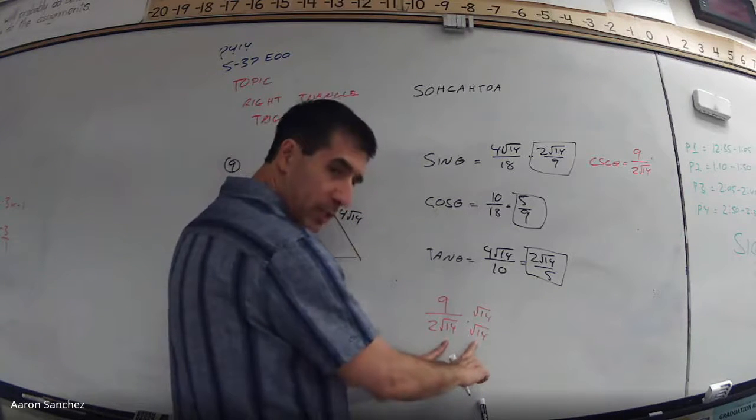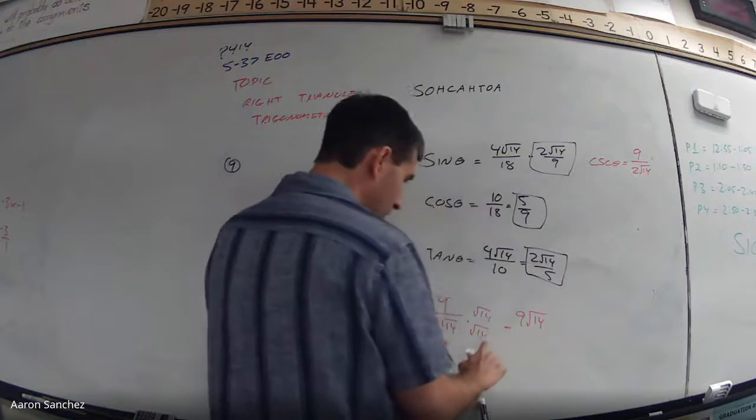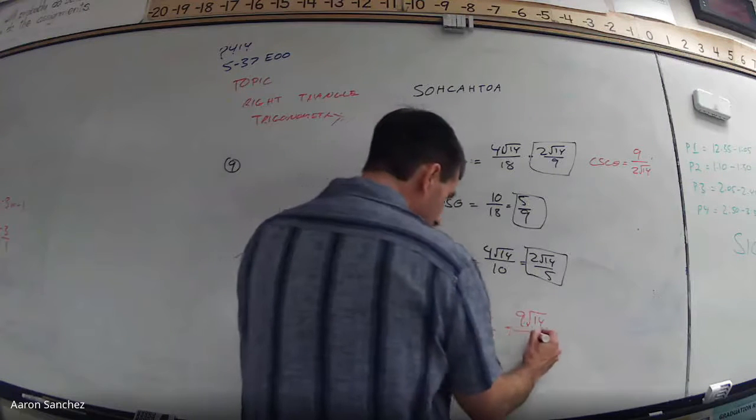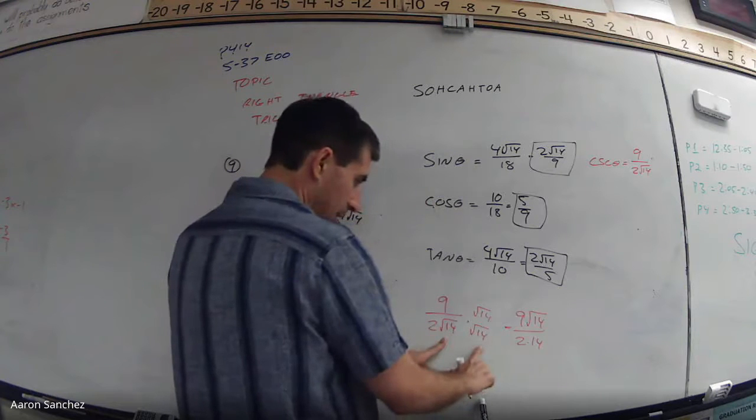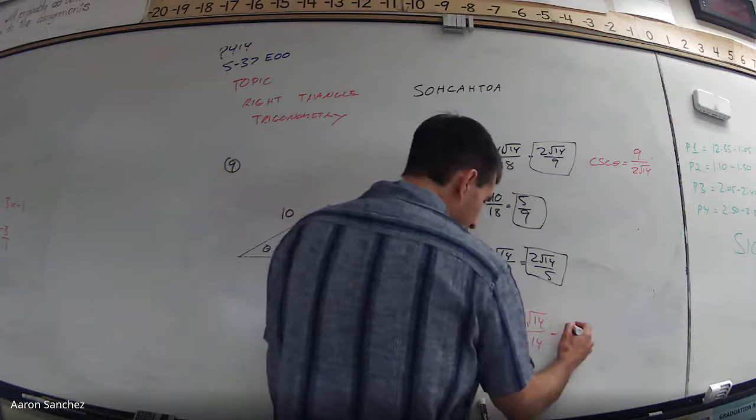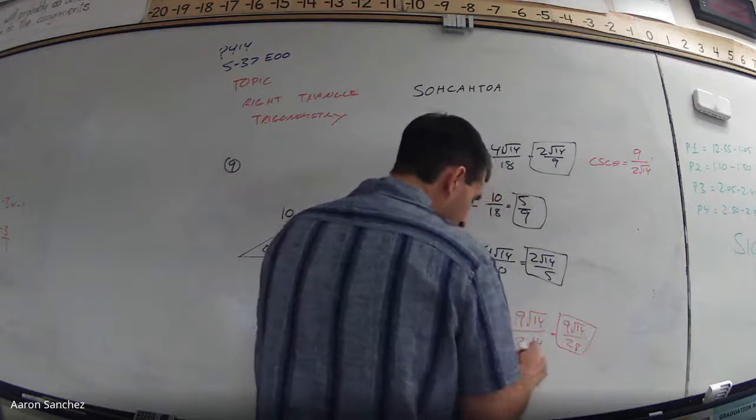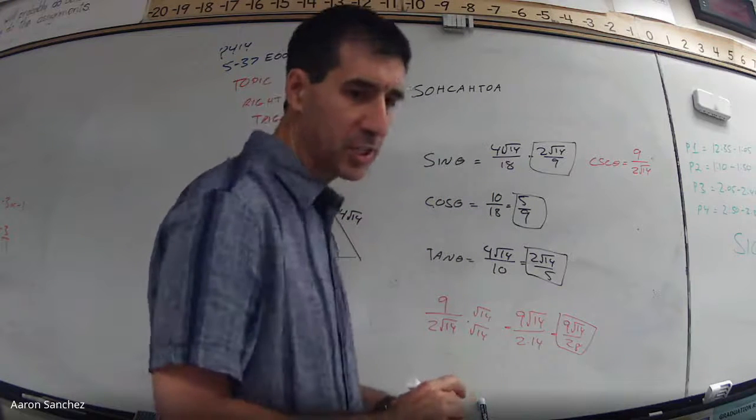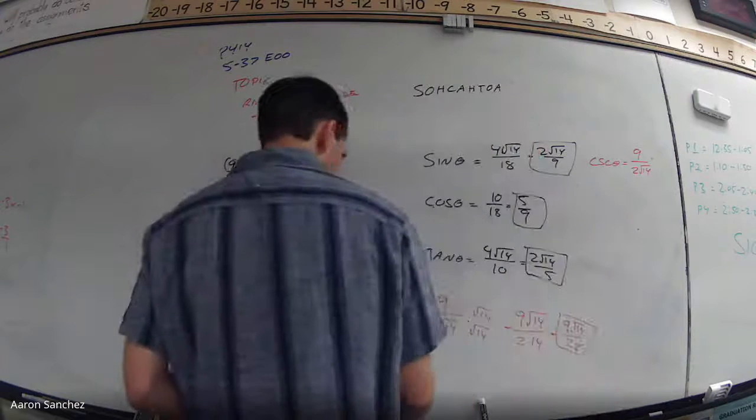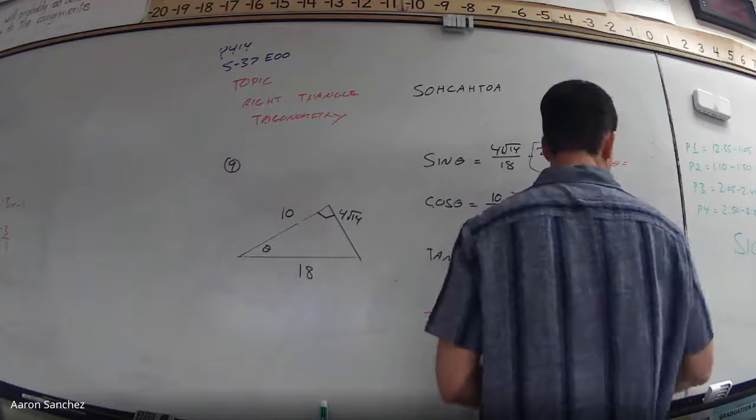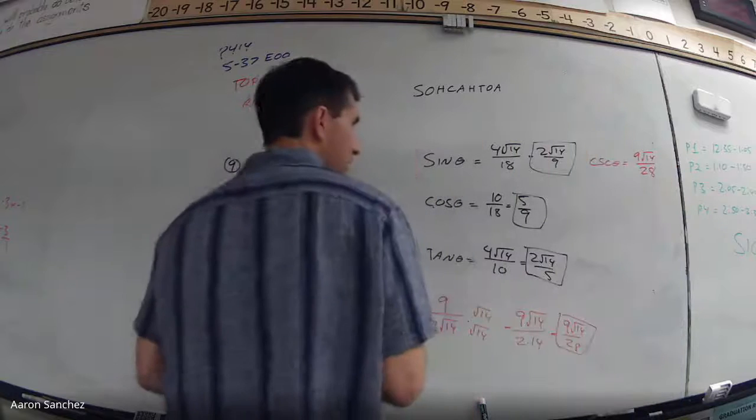Now, 9 times the square root of 14 is 9 square root of 14. Square root of 14 times the square root of 14 is just 14. And then 2 times 14 is 28. So it's 9 root 14 over 28. That's called rationalizing the fraction. So that is going to be my correct answer, 9 root 14 over 28. I'm going to get out of the way. There's the complete answer.